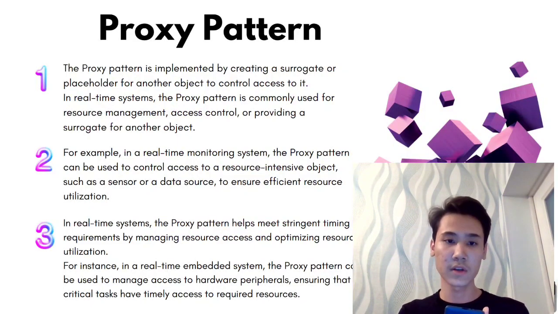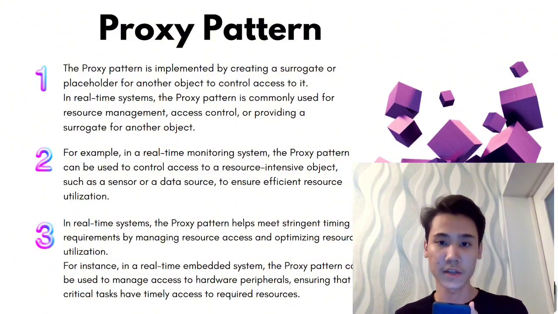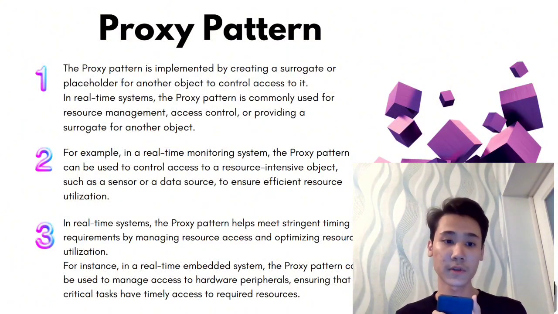Implementation and usage. The proxy pattern is implemented by creating a surrogate or placeholder for another object to control access to it. In real-time systems, it is commonly used for resource management, access control, or providing a surrogate for another object. For example, in a real-time monitoring system, the proxy pattern can be used to control access to a resource-intensive object, such as a sensor or a data source, to ensure efficient resource utilization.